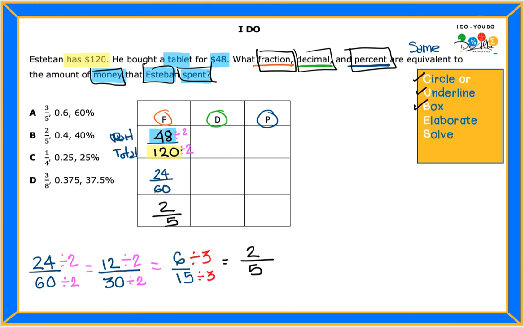So you see, this is the same as this, and this is the same as this. They are equivalent. Okay, so now that I have it like this, I'm gonna write my fraction in decimal.